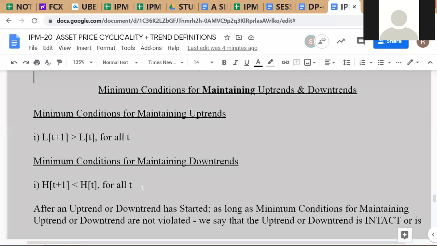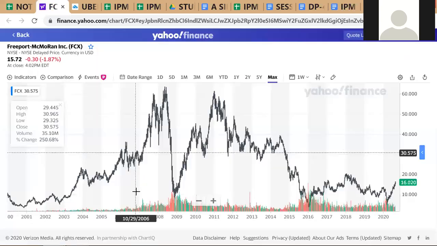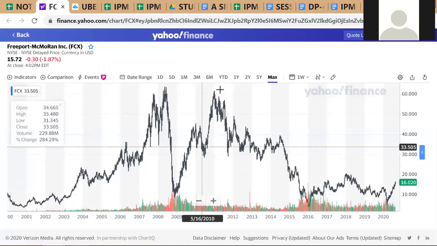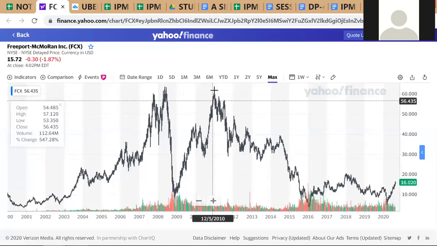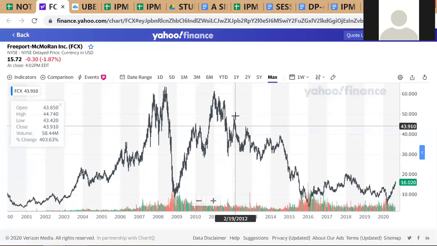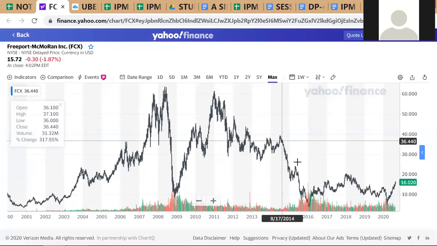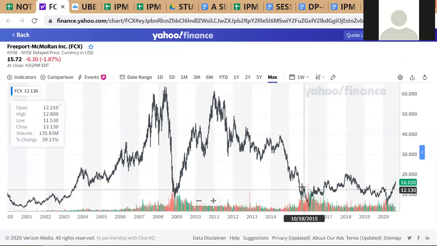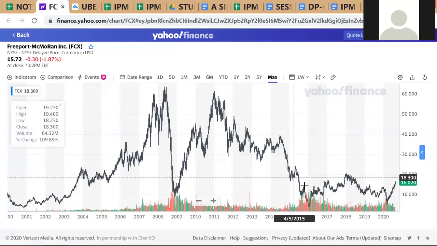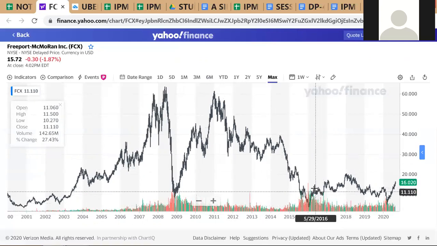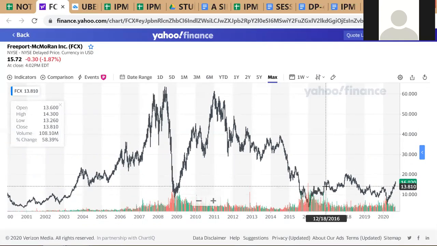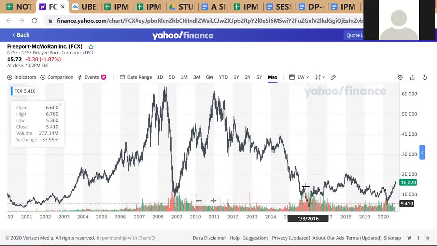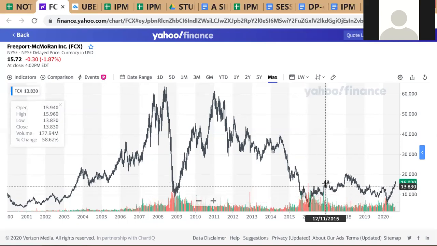Same thing. For a downtrend, all highs must be lower. For all t, the highs must be lower. So if you look at the same chart and you look at this downtrend, you see high, lower high, lower high, lower high. Now, here's the first problem. This high is lower than this high, and I think this high is also lower than this high. But at this point, you have a problem because this high has clearly been broken.